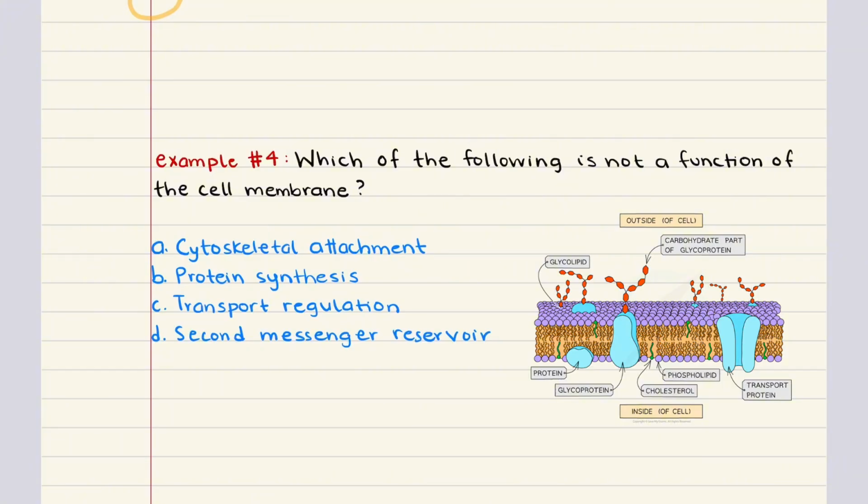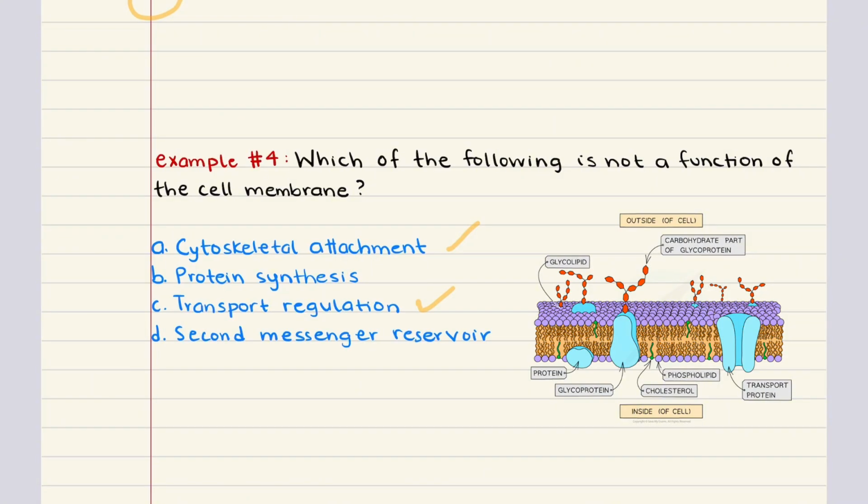One key role is cytoskeletal attachment. The membrane can anchor elements of the cytoskeleton, and that's going to help maintain cell shape, and it's going to facilitate structural changes. Another major role is transport regulation, since the membrane controls the movement of substances into and out of the cell through things like channels, carriers, and pumps.